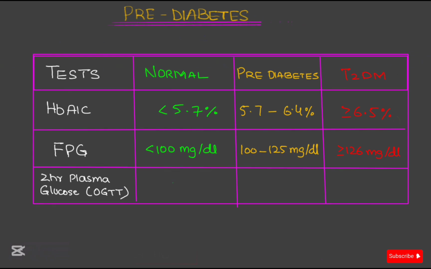And the values for 2-hour plasma glucose after a 75 gram glucose load, that is the oral glucose tolerance test, in normal healthy individuals is less than 140 milligrams per dL. For prediabetes, it is 140 to 199 milligrams per dL. And for patients with type 2 diabetes mellitus, it is 200 milligrams per dL or more.